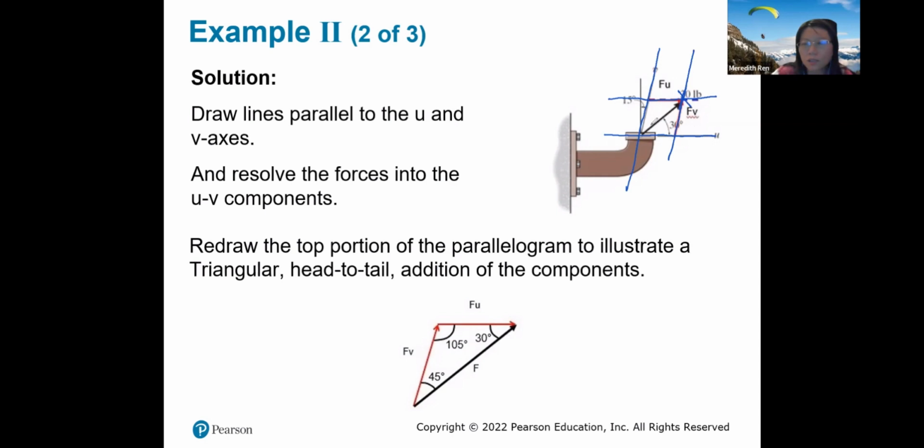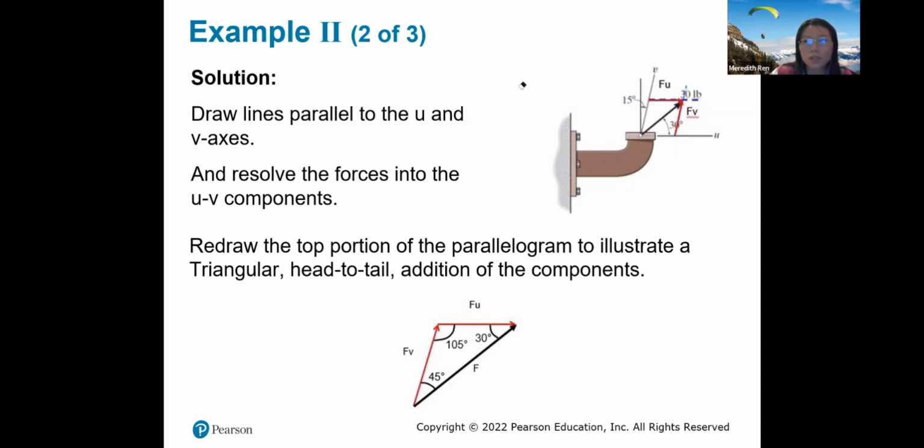You may look at this whole thing as a parallelogram. You may also look at this triangle only, which is this one down here, okay? Where do the 45 degree and 30 degree come from? Let me show you. Let me clear that out.